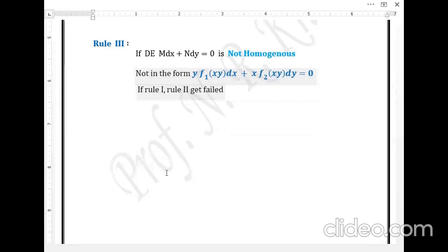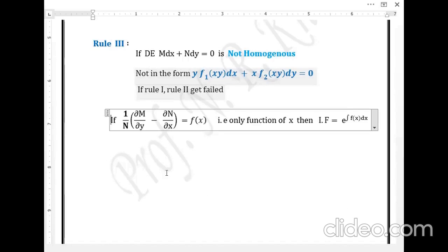For that, we have to go forward to rule number 3 to make the conversion of your differential equation into exact. For that, we have to find the M and N from the given differential equation, differentiating M with respect to y variable, differentiating N with respect to x variable, and we have to make the subtraction between the derivative of M with respect to y and the derivative of N with respect to x. And this subtraction is multiplied by 1 upon N.